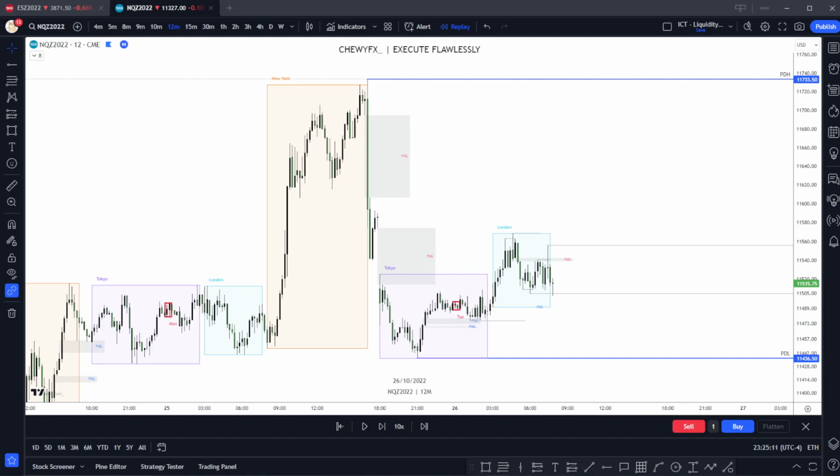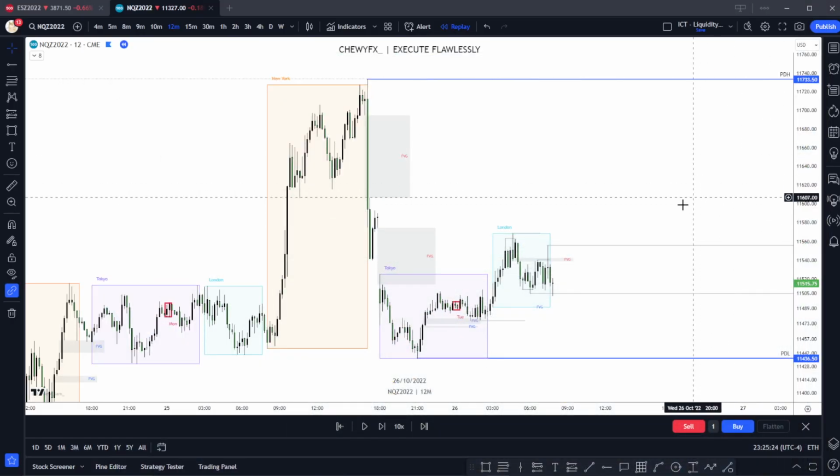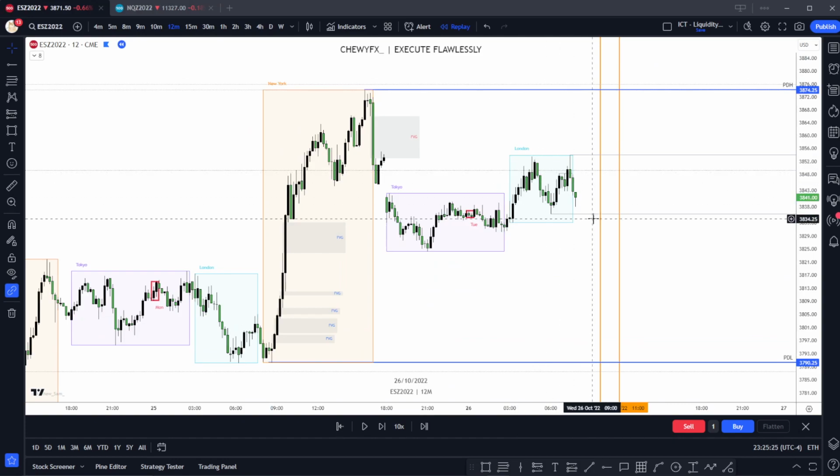So first things first, I want to check out the news. If we see here, October the 26th, we got orange news, new home sales at 10 a.m. At 10:30 we got crude oil inventories. Crude oil inventories I'm not really too worried about, so I'm just going to take note of that 10 a.m. liquidity. So I just have these vertical lines drawn here as a reminder of what time the news are going on.